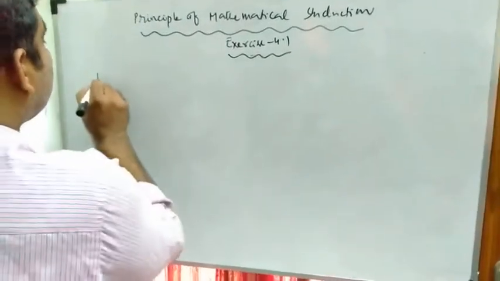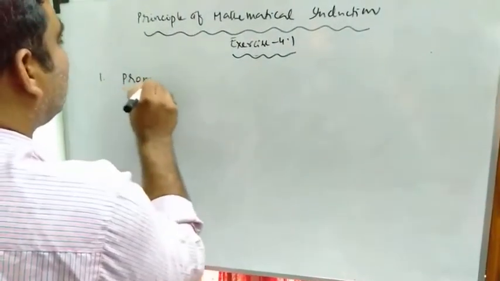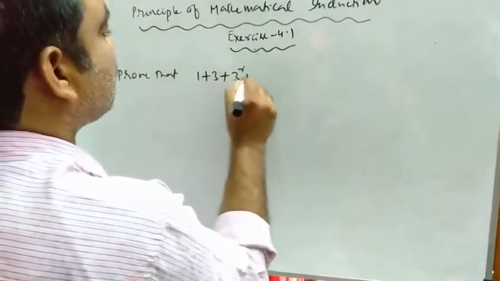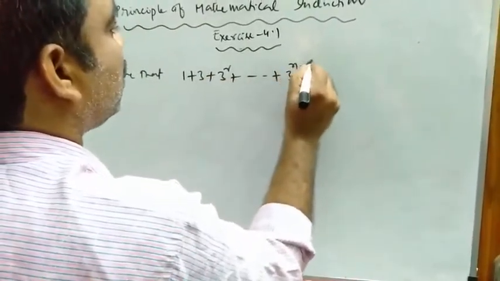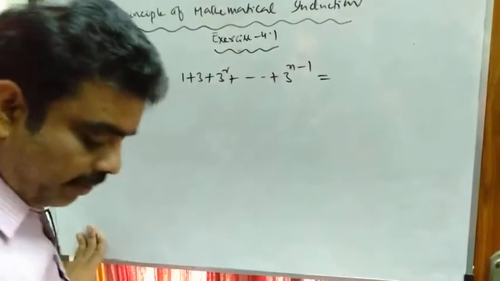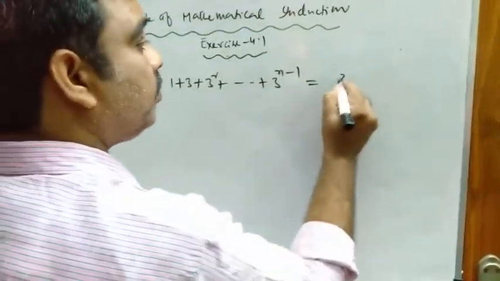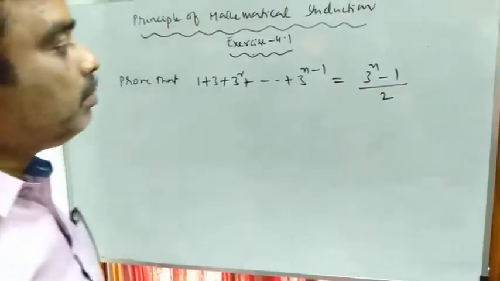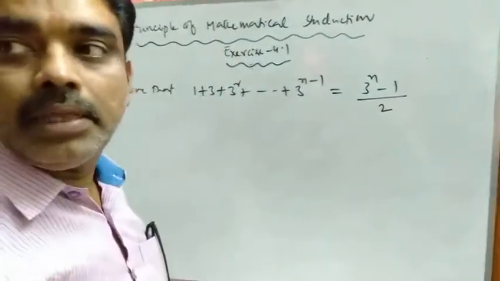Prove that 1 plus 3 plus 3 square plus so on plus 3 power n minus 1 is equal to (3 power n minus 1) by 2, by using principle of mathematical induction.